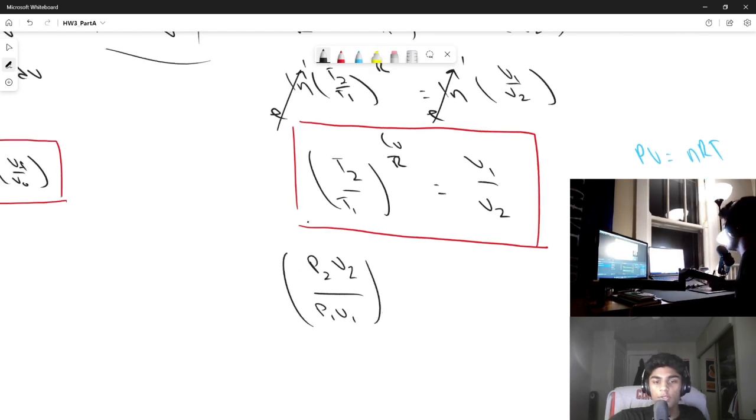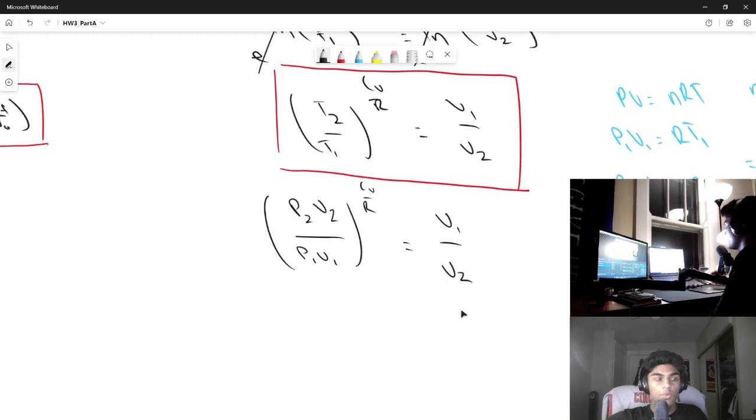So we have P2 V2 over P1 V1 to the CV over R power is equal to V1 over V2. Now from this point onwards, everything we do is just going to be trying to simplify this down and trying to get pressure and volume on either side of the equation. So let's go ahead and do that. We now have this entire fraction to this exponent, and we have fractions on both sides. So the smartest thing to do here would be to cross multiply everything.